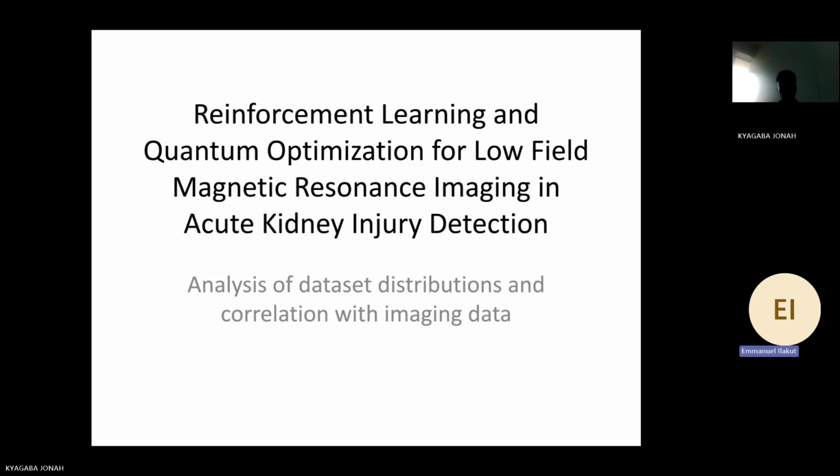This is Emmanuel together with Chagaba on reinforcement learning and quantum optimization for low field magnetic resonance imaging.